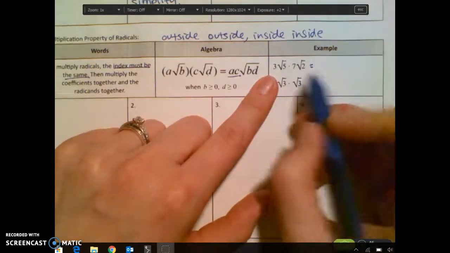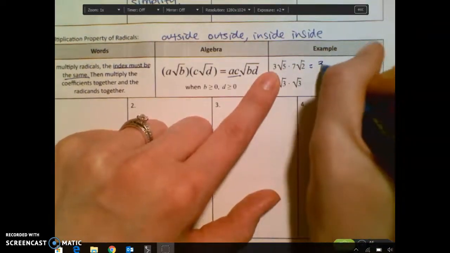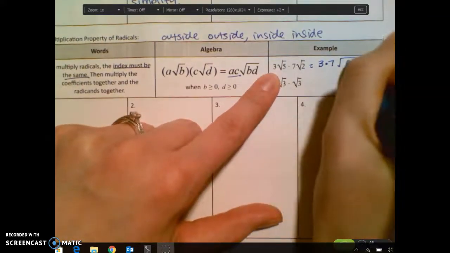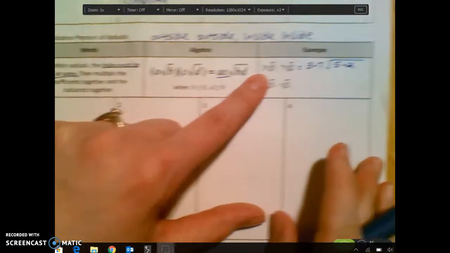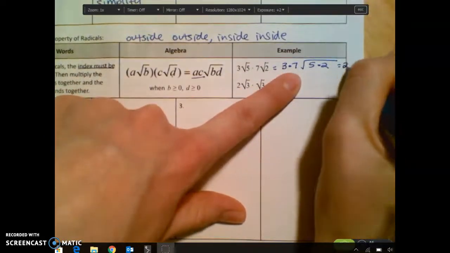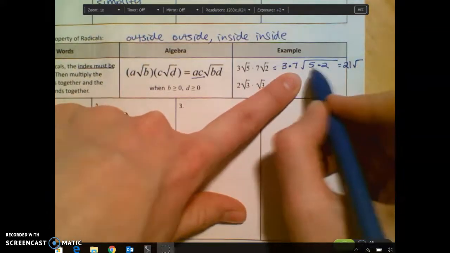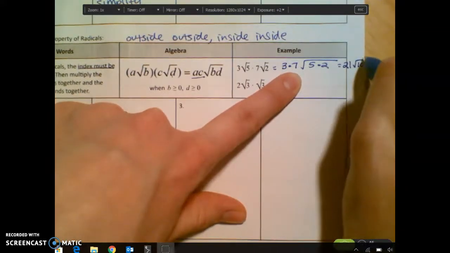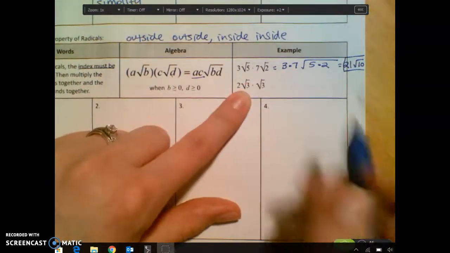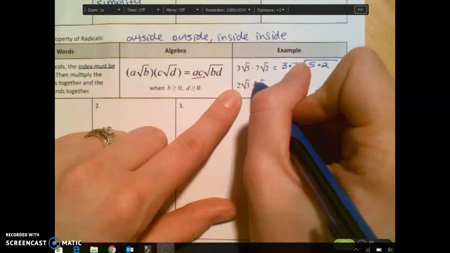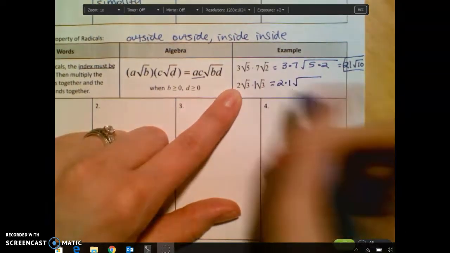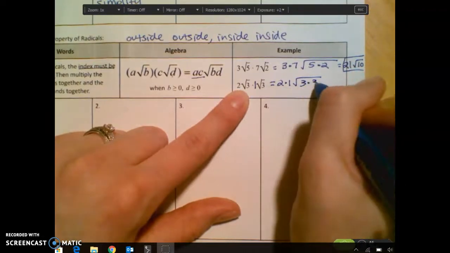So this equals, well, outside, outside is 3 times 7, and then inside, inside is 5 times 2. So now let's multiply them. 3 times 7 gives me 21 on the outside, and the inside, inside, 5 times 2 is 10. So 21 root 10. Next one, outside, outside, we know this number is a 1, so 2 times 1. Inside, inside, we have 3 times 3.